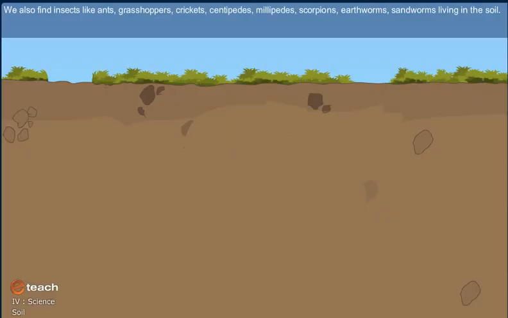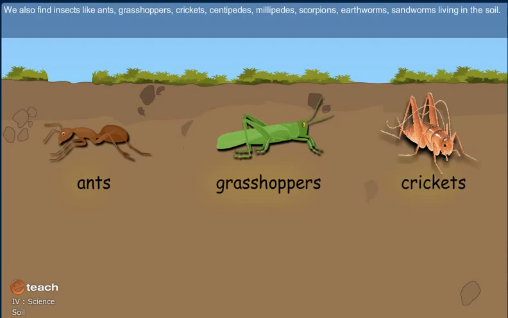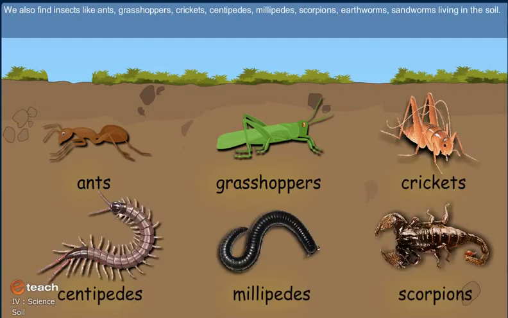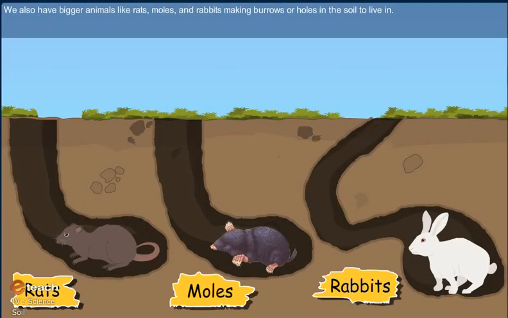We also find insects like ants, grasshoppers, crickets, centipedes, millipedes, scorpions, earthworms, and sandworms living in the soil. We also have bigger animals like rats, moles, and rabbits making burrows or holes in the soil to live in.